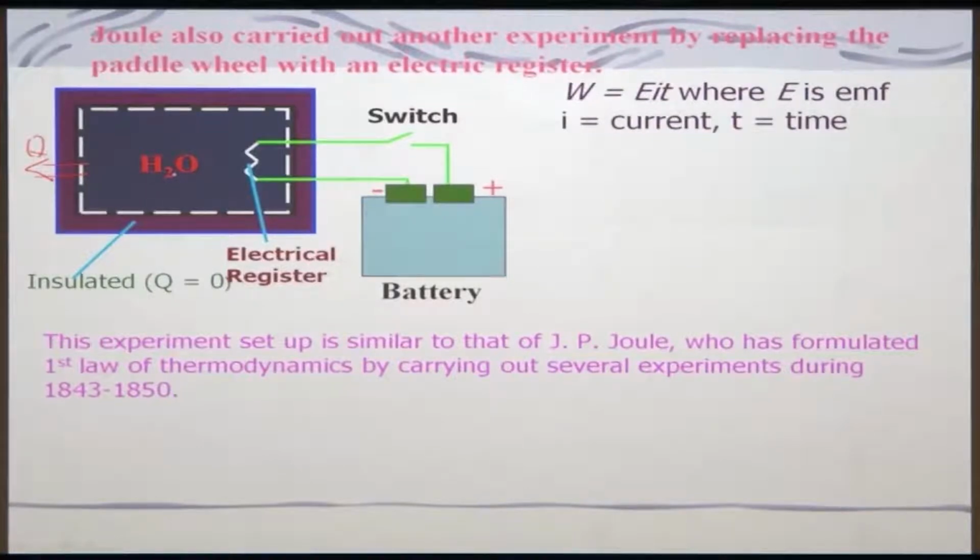He conducted a series of experiments, as I told, 1843 to 1850, 7 years he took for this experiment, which looks to be quite simple. You can say, look, why can't he do it in 4 or 5 days or maybe 1 month, not something like 7 years.